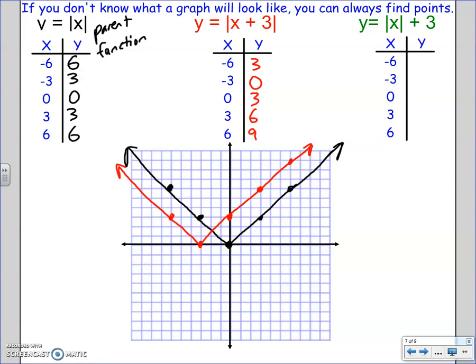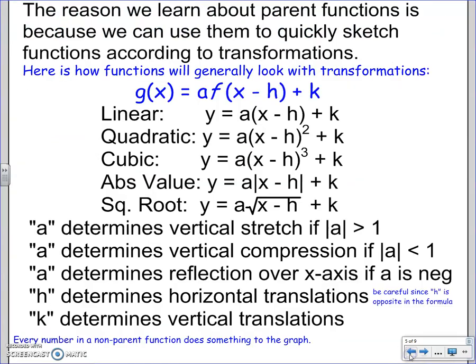So, even here, from this point to this point, we went left 3 spots. So we know this graph, the second one, is not the parent function. It's still absolute value, but it has this +3. That was the h. So our h is what's inside.